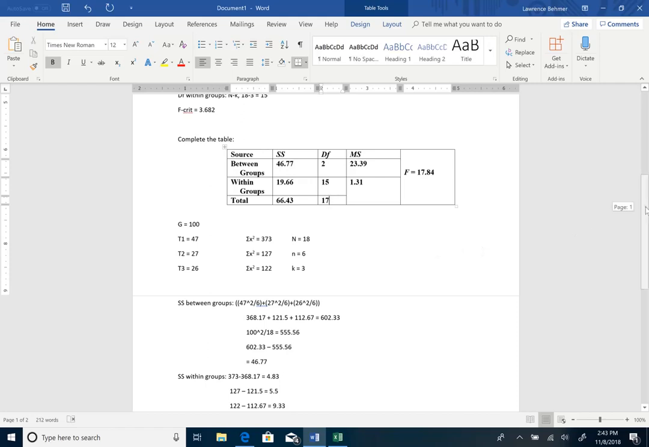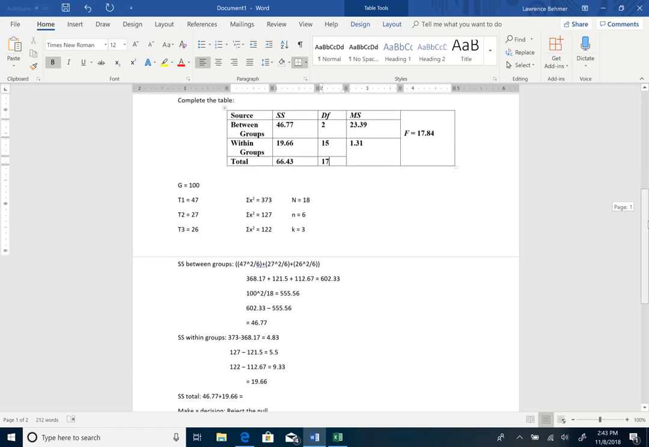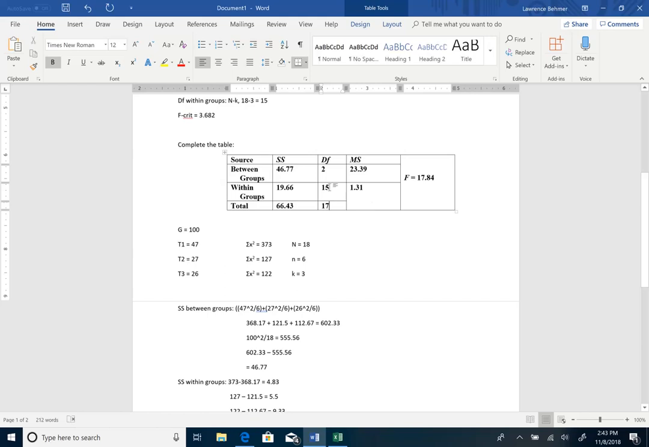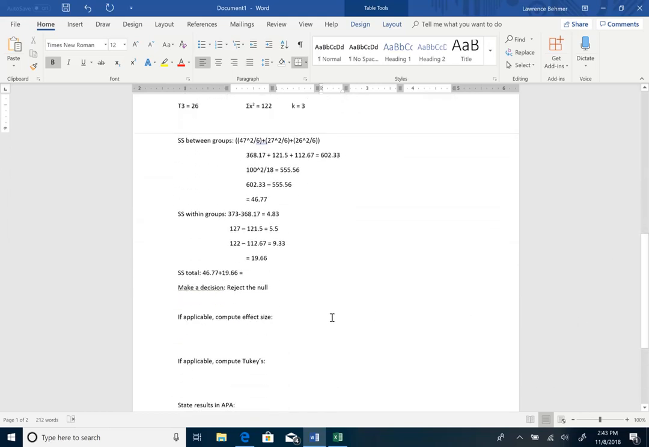So now I need to compute the effect size. That's what drew my attention, the fact that my table is incomplete. Remember, the formula for effect size when we're doing a between groups ANOVA is the sum of squares between groups divided by the sum of squares total. So it's going to be 46.77 divided by 66.43.